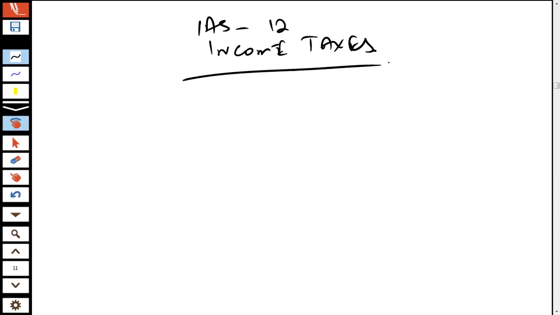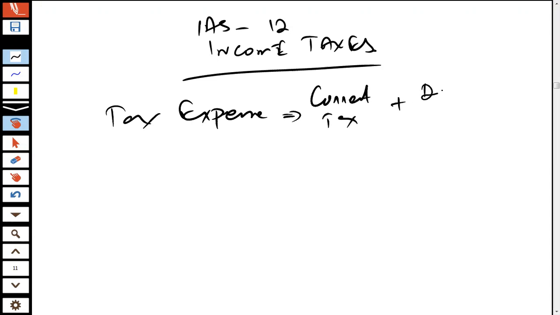When we talk about IAS 12 income taxes, a few of the things with respect to IAS 12 are that whenever we look at our financial statement, the tax expense in the financial statement is made up of two things. What are those two things? One of them is called current tax, and the other one is termed deferred tax.